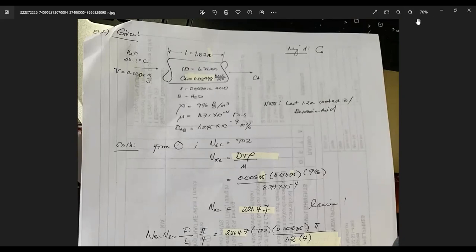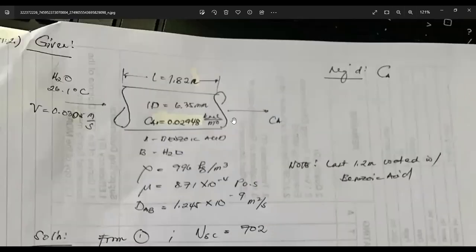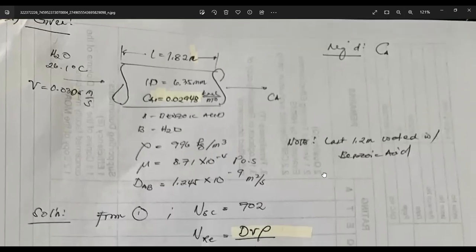Now, I place a note here that though the length of the tube was indicated, it's only the last 1.2 meters of this tube which is coated with benzoic acid. Not the entire length of the tube is coated with benzoic acid. So in terms of diffusion, it will only be occurring on this last 1.2 meters, not the entire length of the tube. Although the problem gave you the entire length of the tube.